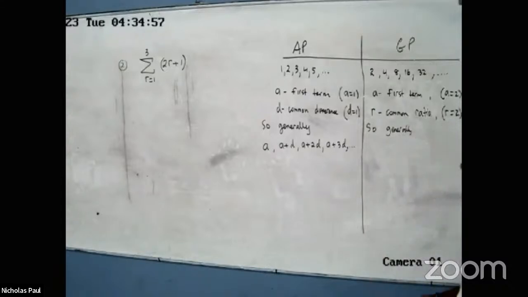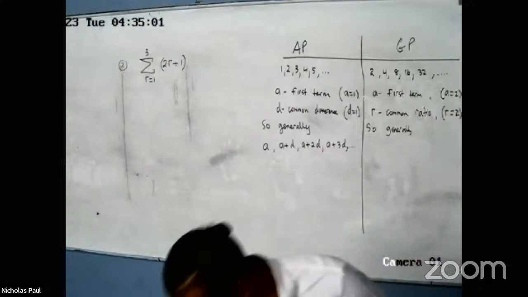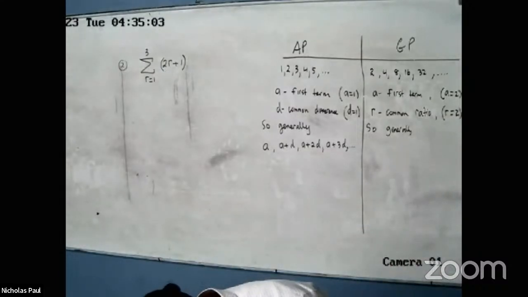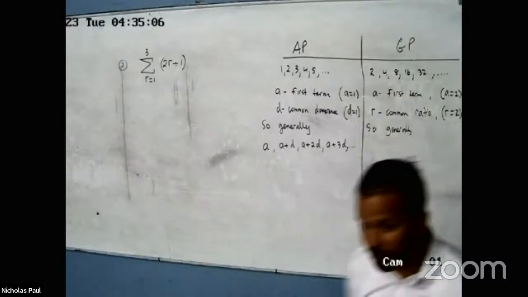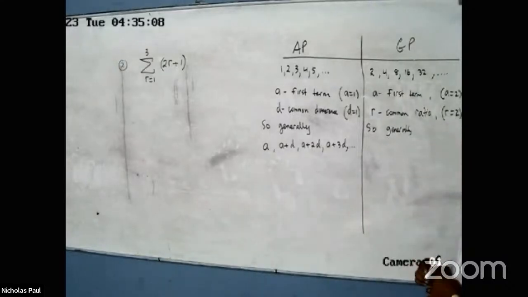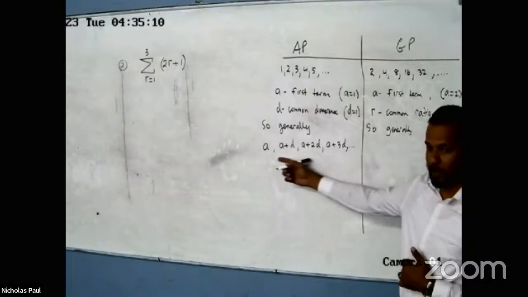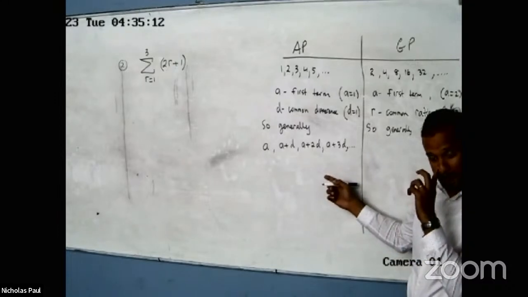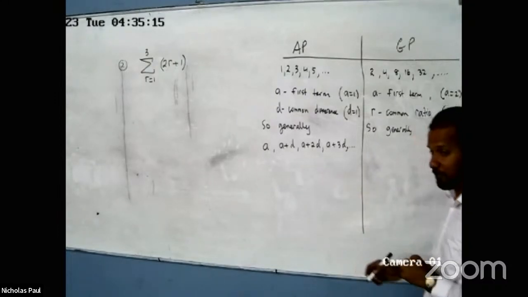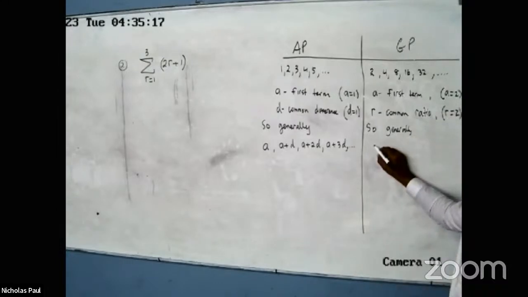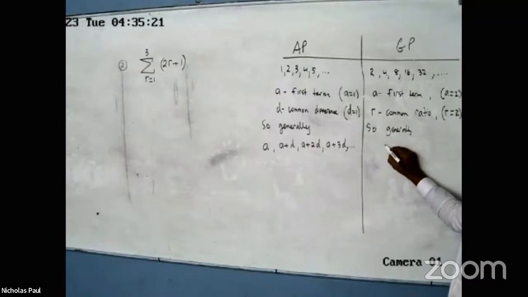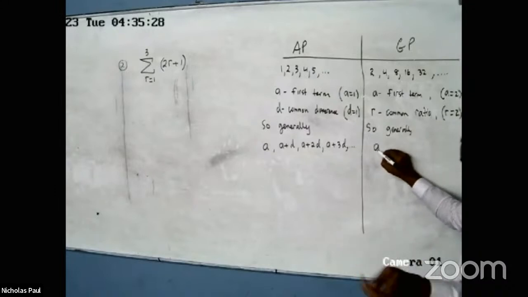All right, so generally, how would I write a GP? Let me pick on somebody right here. Kilon, how would I write a GP? Let me write it here. What's the first term? A, right? I'm picking on Kilon. Actually, help me out there.